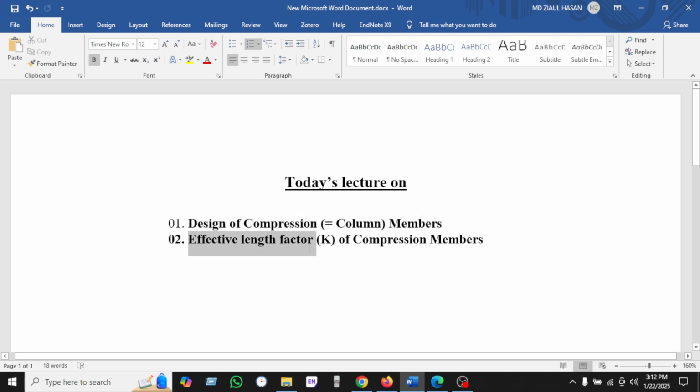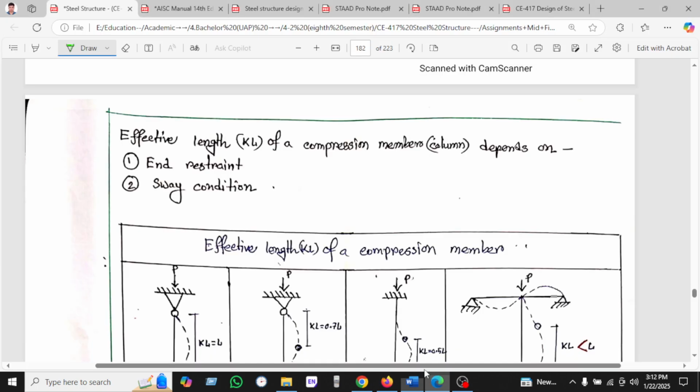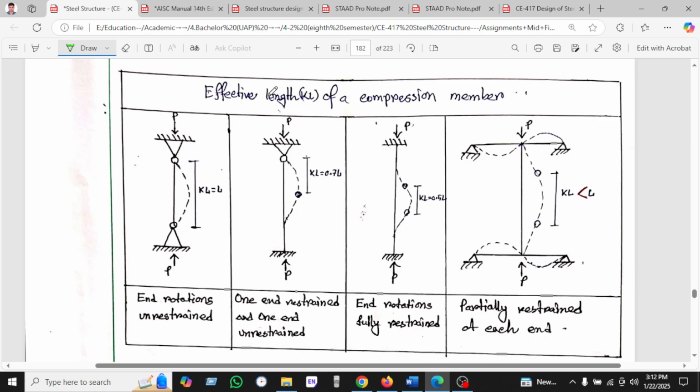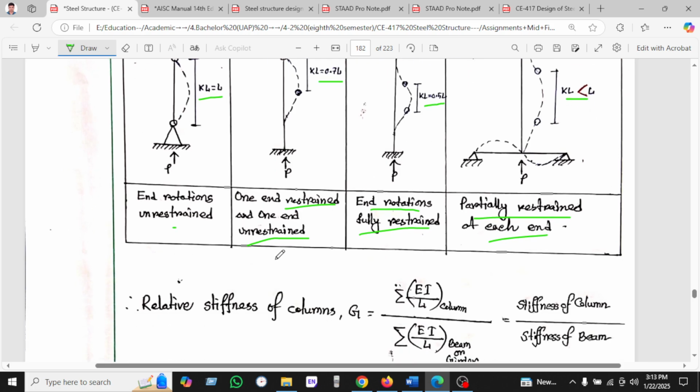Now we will see the effective length K factor of a compression member. The effective length K of a compression member depends on the end restraint and sway condition. The effective length factor K of the compression member is given for conditions: rotation fixed or free, translation restrained or unrestrained, and rotationally fully restrained or partially restrained at each column end. So K equal to 1, KL equal to 0.7L, 0.5L, and so on.